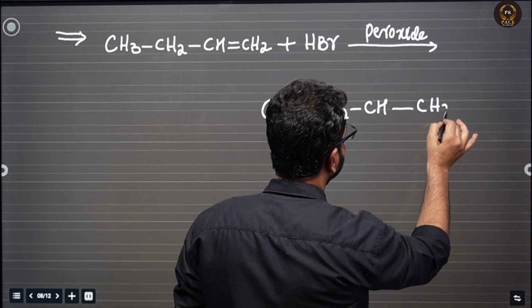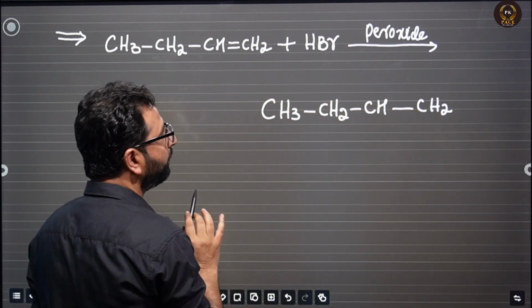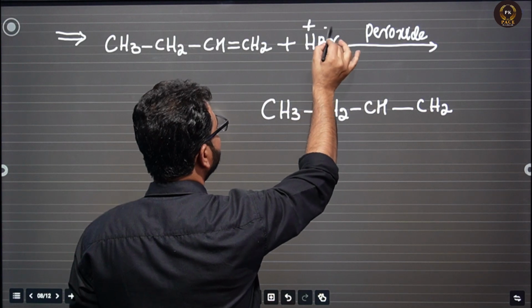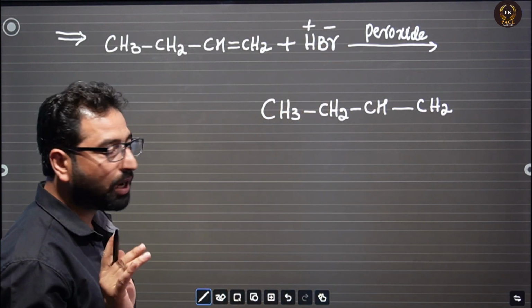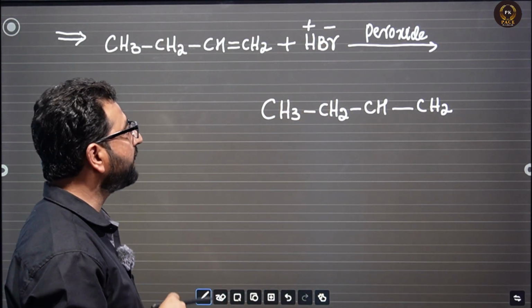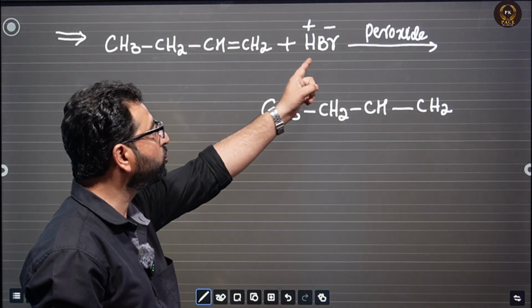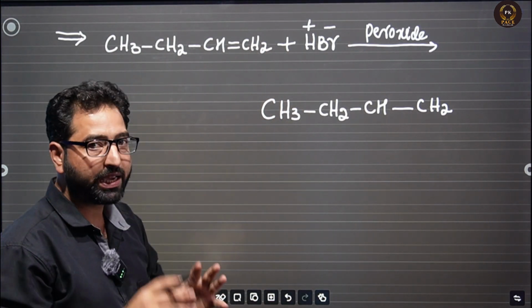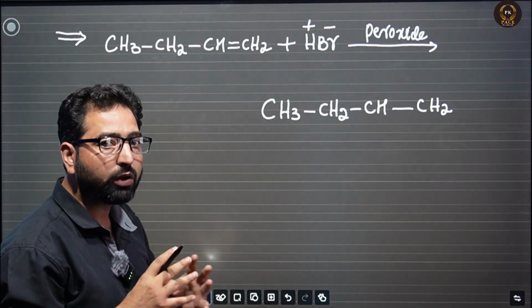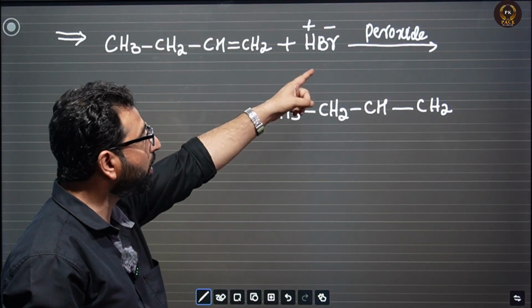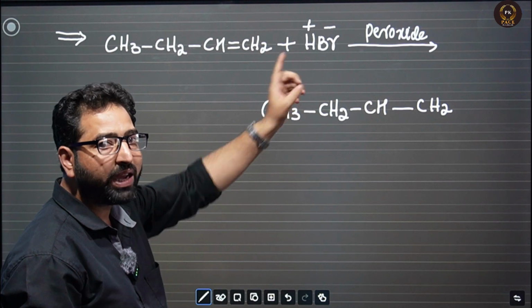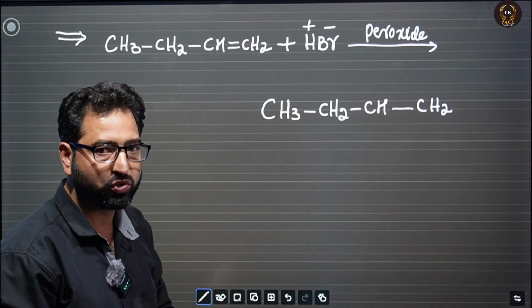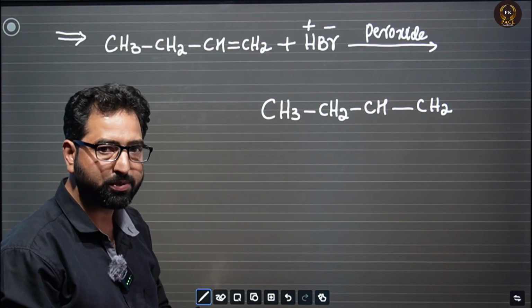Now see here, my dear, the product will be like this: CH3, CH2, CH, and here will be CH2, and this bond breaks down. Here is H plus and Br minus. In Markovnikov's rule, we were saying that the hydrogen will attack the double bonded carbon which has the more number of hydrogens, or that the negative part of this reagent will attack the carbon which has a lesser number of hydrogens.